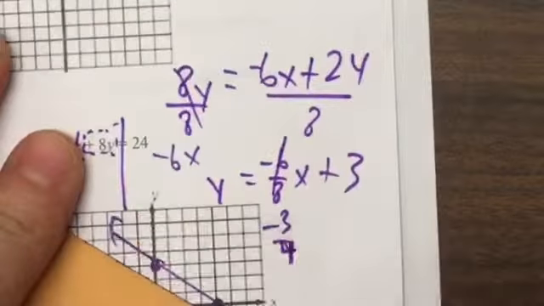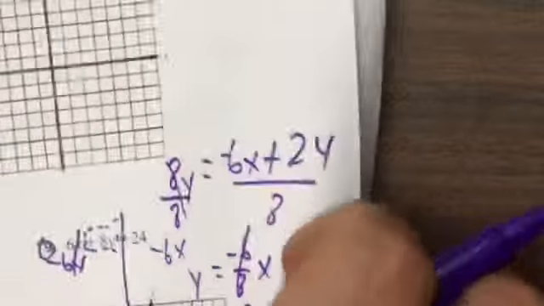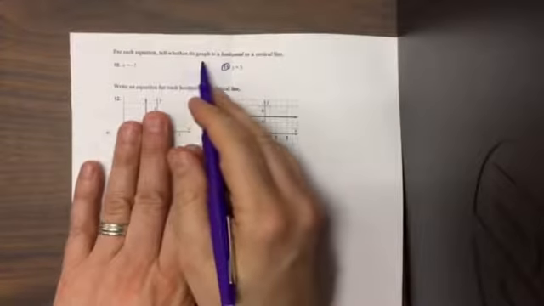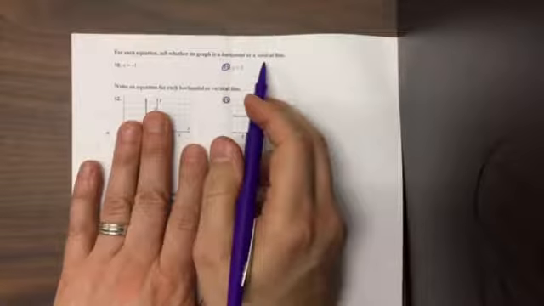Okay, on the back, let's see what we have. We're going to do number 11. The section direction says, for each equation, tell whether its graph is horizontal or vertical.